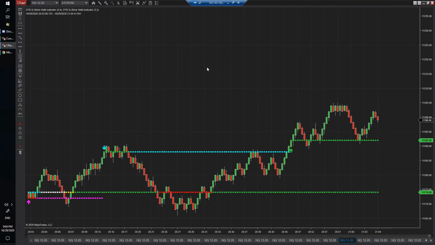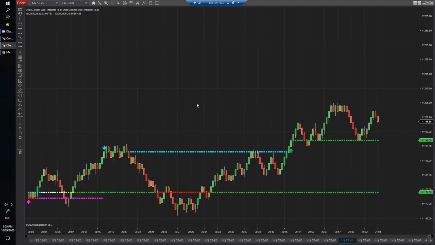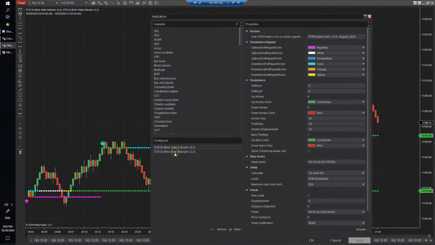This is another one of our highly advanced indicators. This is going to be the SI brick wall indicator. And that's just showing us where stops are being taken out in the market. It's also showing us where clear direction can be formed. And it does help also to have two variants or two different settings of this indicator loaded up on your chart. So I've got a setting of 4.4 and a setting of 3.3.